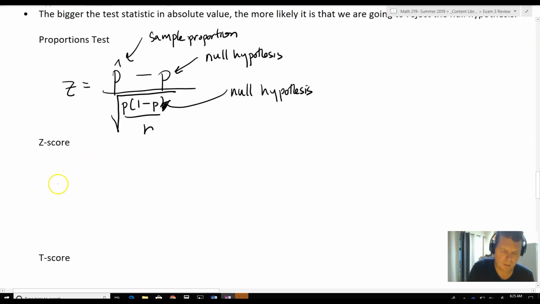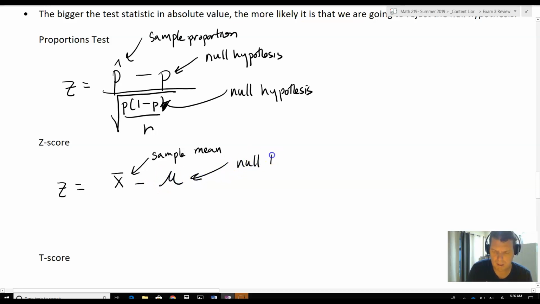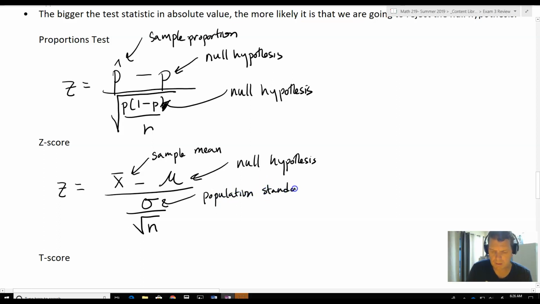Our z-score will have a z. This one's going to be for means. It's going to be x bar, our sample mean, minus mu, which is our null hypothesis, divided by sigma over the square root of n. Notice that sigma is the population standard deviation, and n, if you just recall, is our sample size.